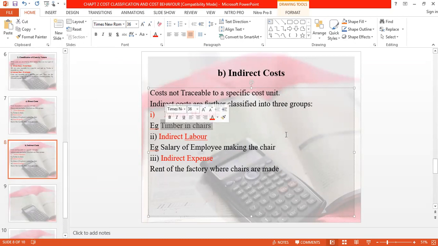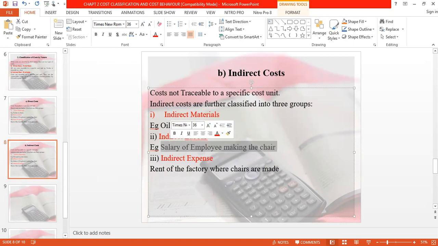So what is an example of indirect materials? We gave an example, e.g., oil used to paint chairs. You cannot see it. You cannot trace it. That is an example.